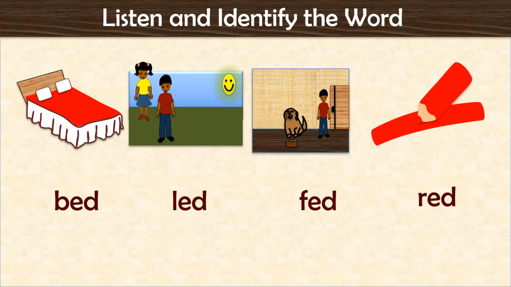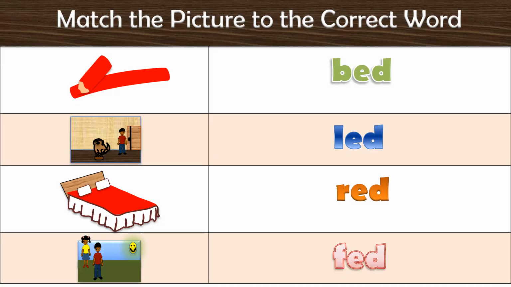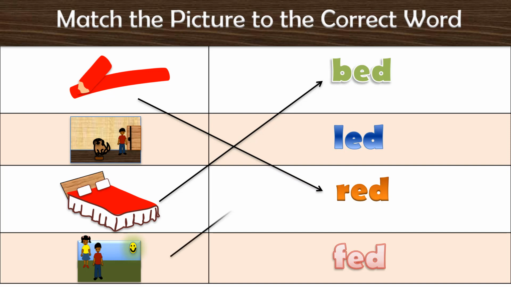Listen and identify the word. Bed. Red. Lead. Fed. Match the picture to the correct word. Bet. Red. Lead. Fed.